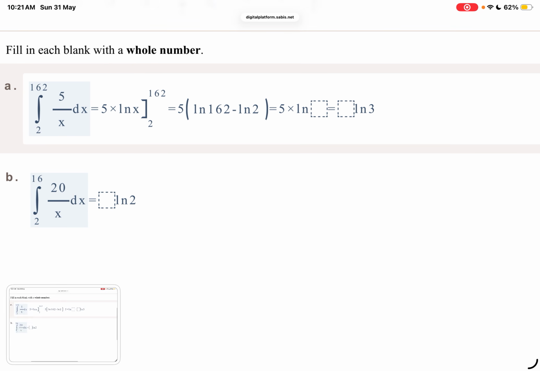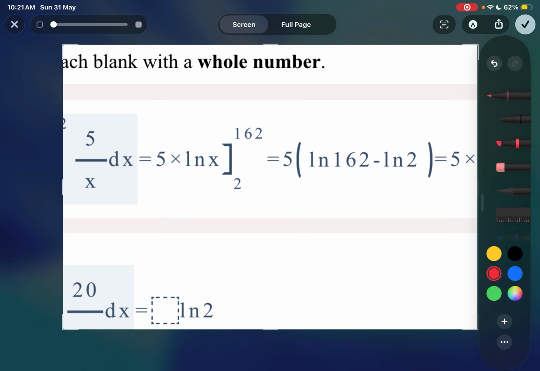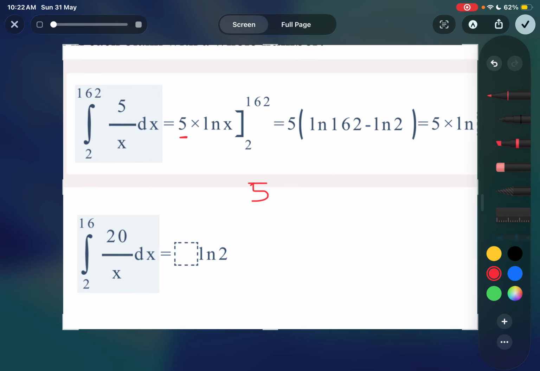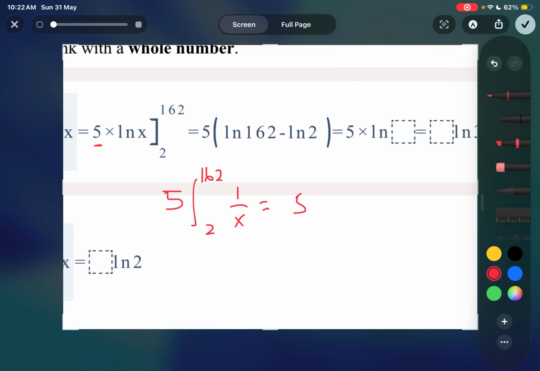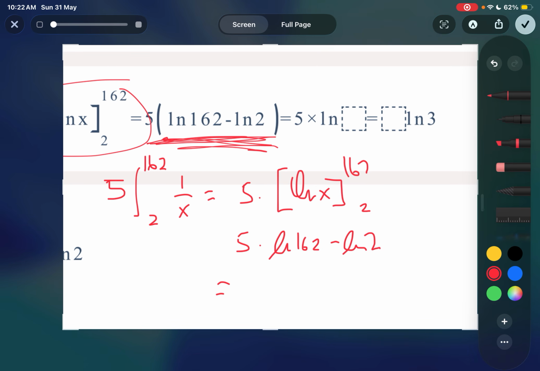Let me just do it. So here they gave the integral from 162 to 2 of 5 over x dx. Look, they took 5 as a constant. So 5 as a constant. The integral from 162 to 2 of 1 over x will become 5 times the bracket of ln x from 162 to 2. Same thing. But then they do the minus, so it will be 5 times ln of 162 minus ln of 2, which is the exact same thing as 5 times ln of 162 over 2.